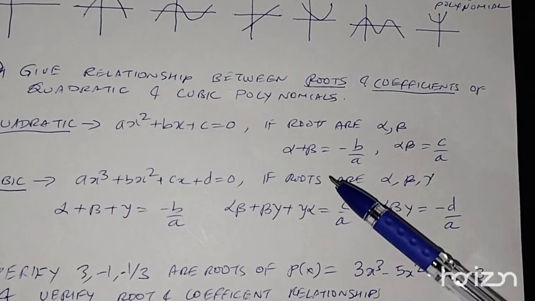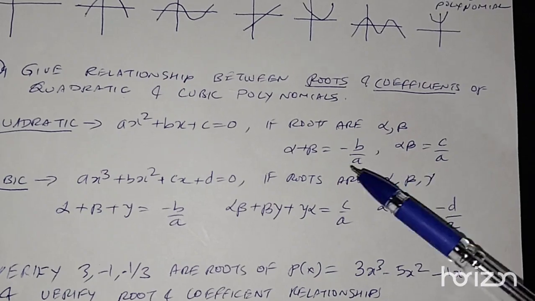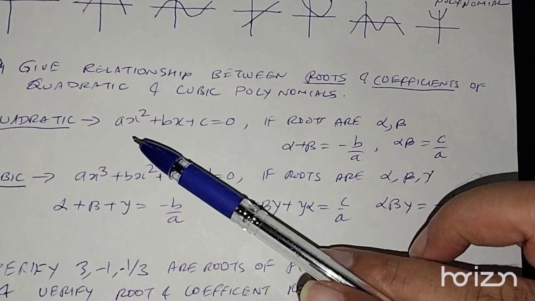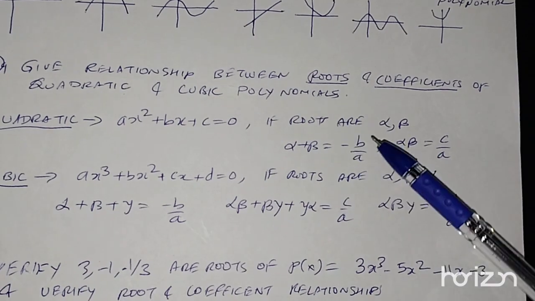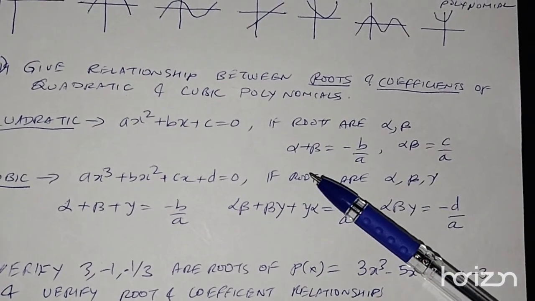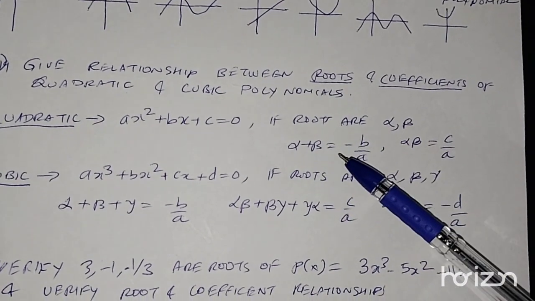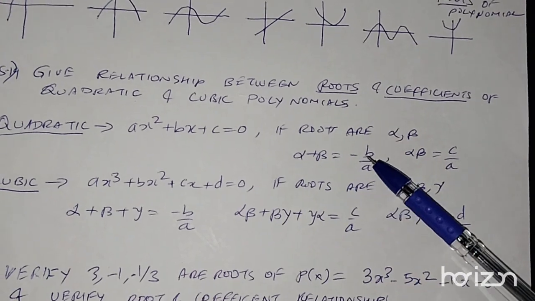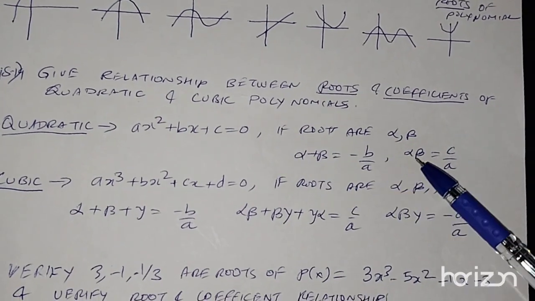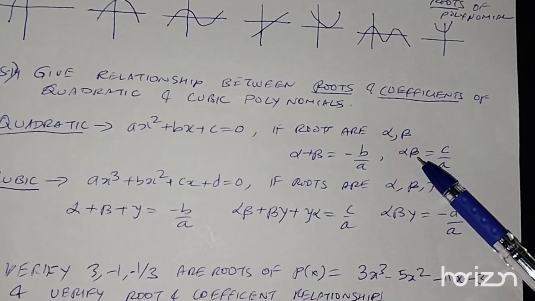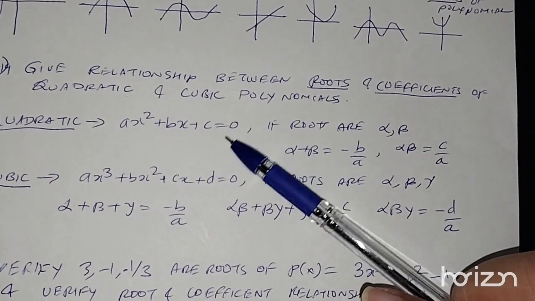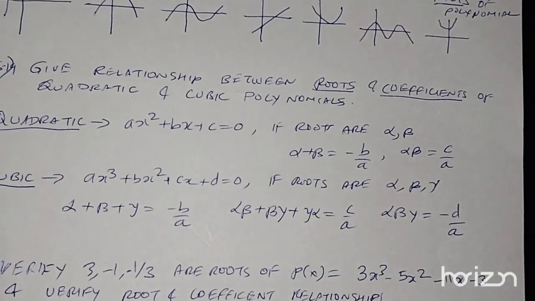This is a proof given to you. You just have to remember that if you have a quadratic equation ax squared plus bx plus c equal to 0, and if the roots are alpha and beta, then alpha plus beta, the sum of roots, will be equal to minus b by a. And the product of roots, alpha beta, will be equal to c by a for a quadratic equation.